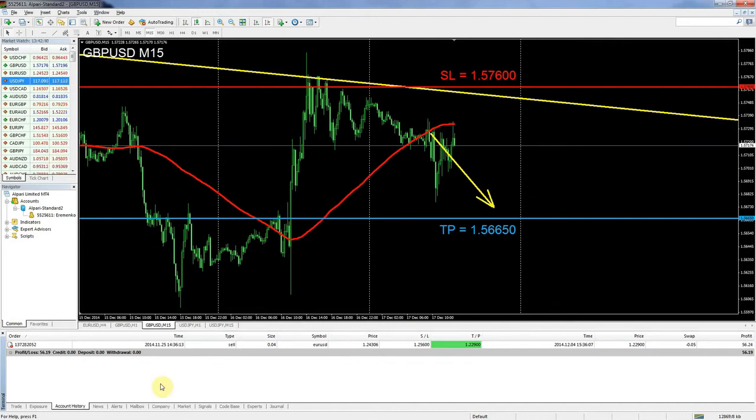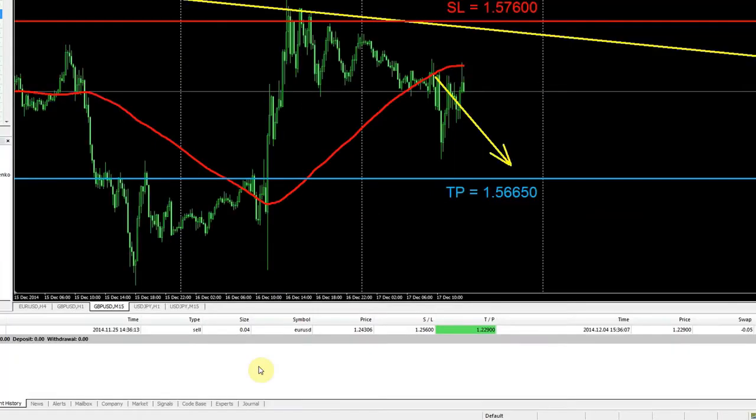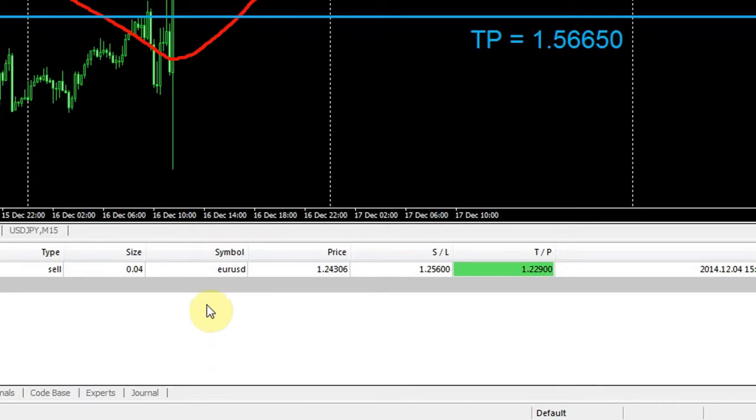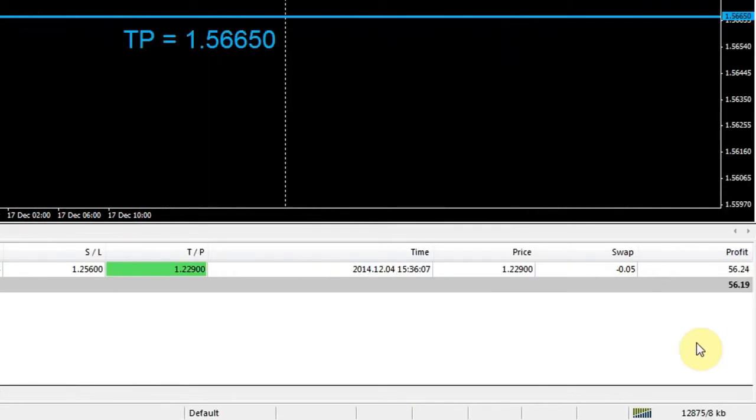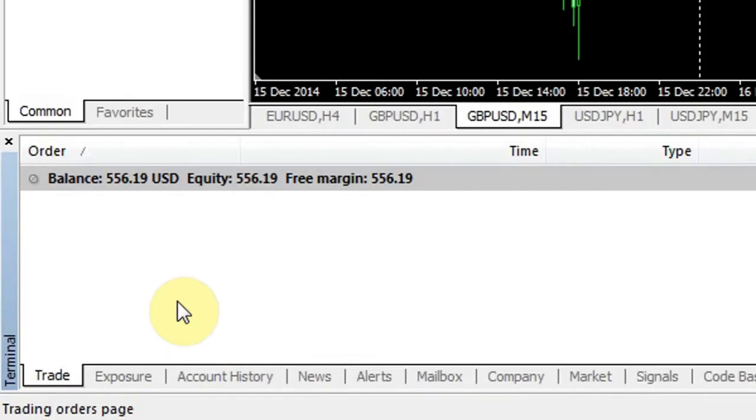If we look down here in the account history tab, you can see the result of our previous trade, which was a euro-dollar sell order, which closed at take profit and brought us a total of $56.19 profit. So now if we move on to the trade tab, you'll see that the current balance on the account is $556.19 of real money, which we will be using today to conduct our second real Forex order.